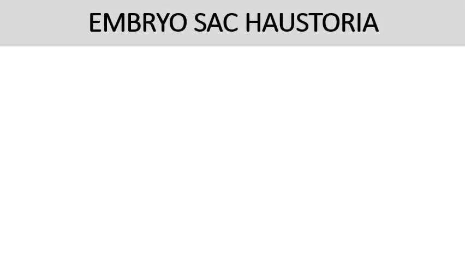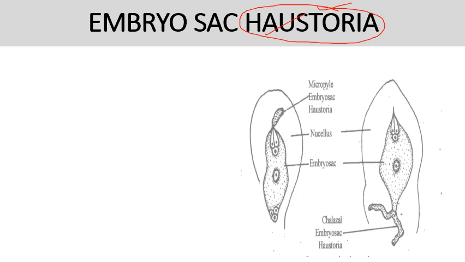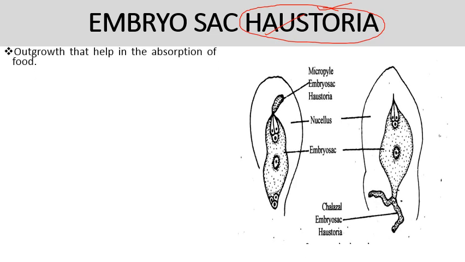Next comes embryo sac haustoria. Haustoria is an absorbing organ which helps in absorption of food or nutrition from the adjoining tissue. So this is basically an outgrowth that helps in absorption of food from the adjoining tissue. The structure that helps in absorption of food and nutrients from the adjoining tissue is called haustoria.